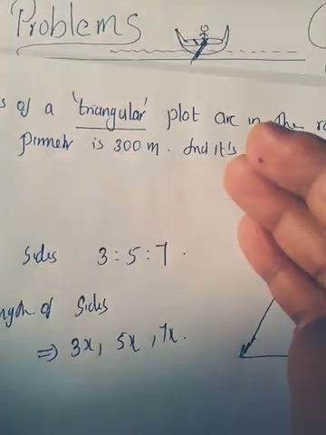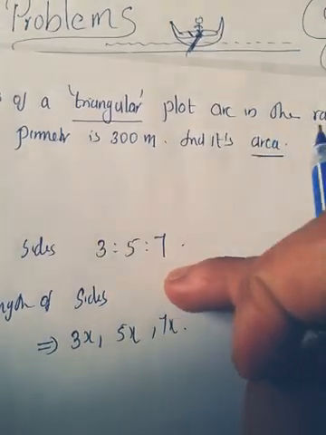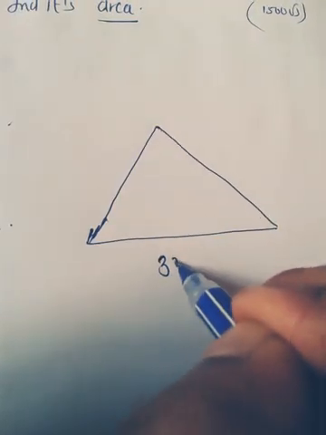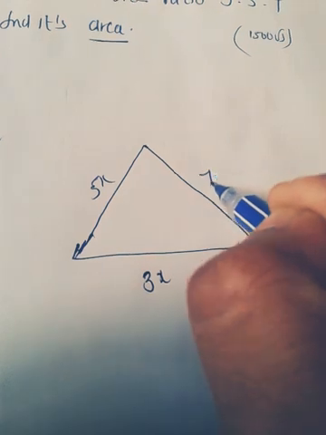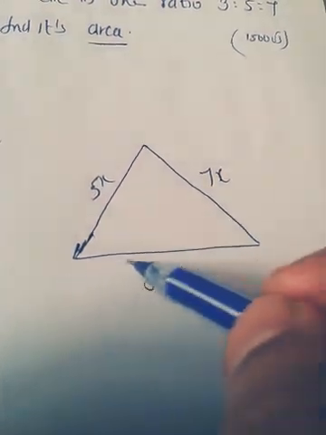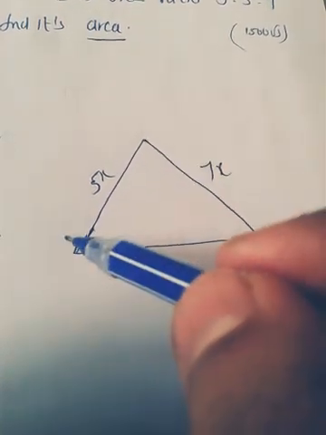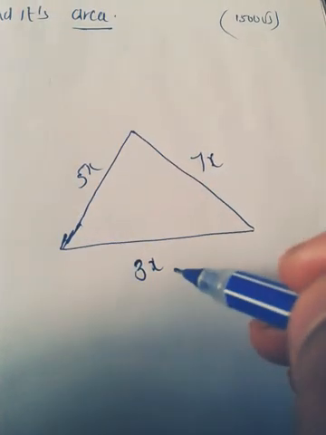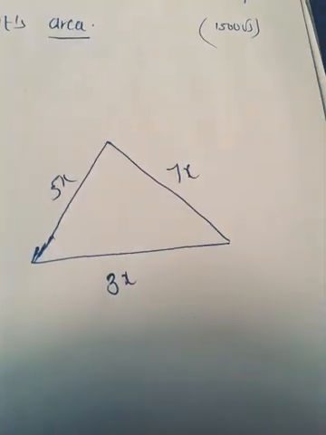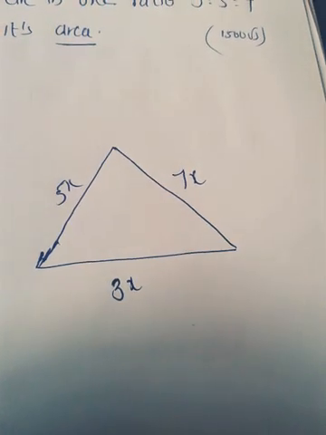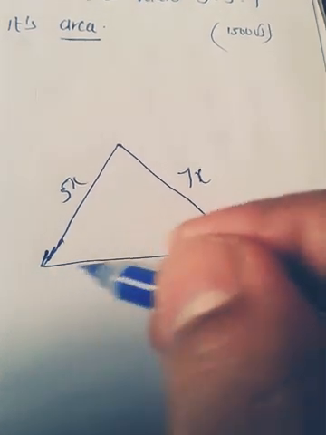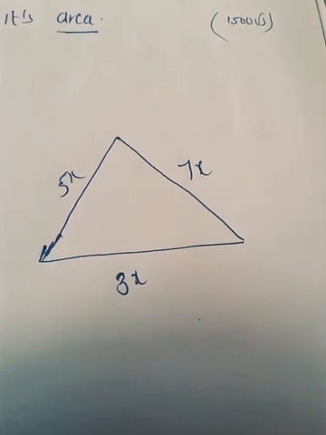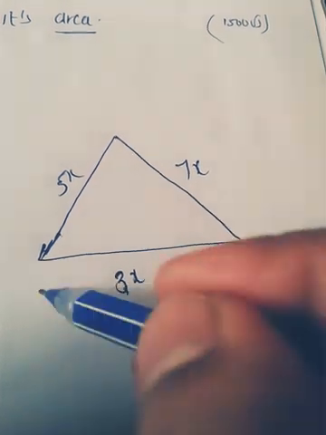How can we convert a ratio into a length? Just multiply each number with x: 3x, 5x, 7x. Now we have the measurement of the three sides. But here there exists a problem: we don't know the value of x. 3x means 3 into x, 5x means 5 into x, 7x means 7 into x. If we get the value of x, we can convert this into a proper measurement. Suppose we get the value of x as 5, it becomes 3 into 5, 15 centimeter.